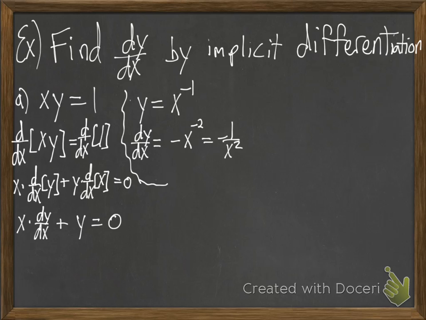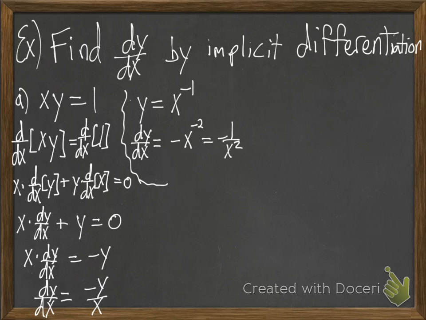And so now we can solve for dy dx, right? Treat it as if it's just its own variable. So subtract y from both sides. Get x dy dx equals negative y. Divide both sides by x, we get dy dx equals negative y over x.